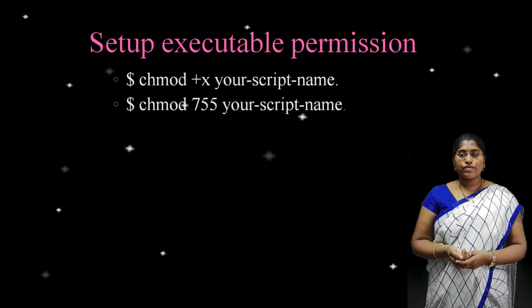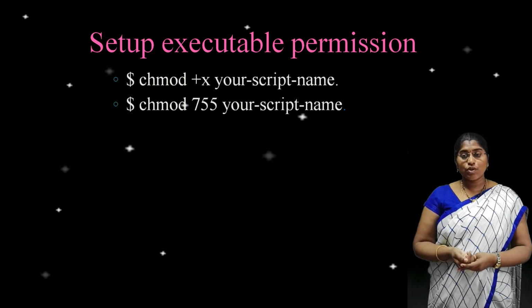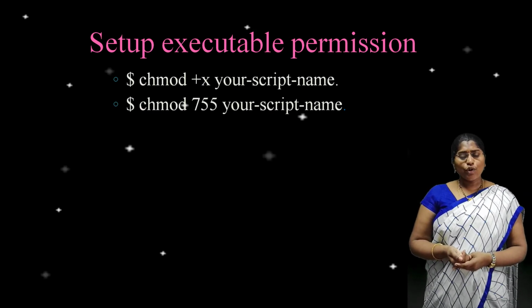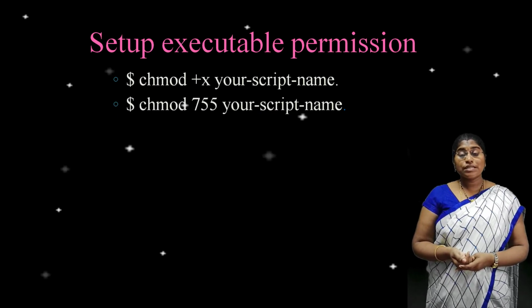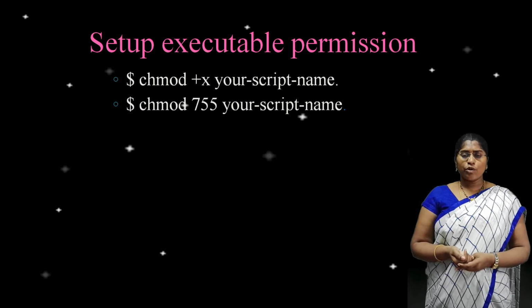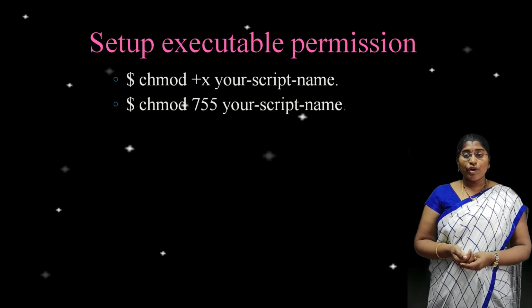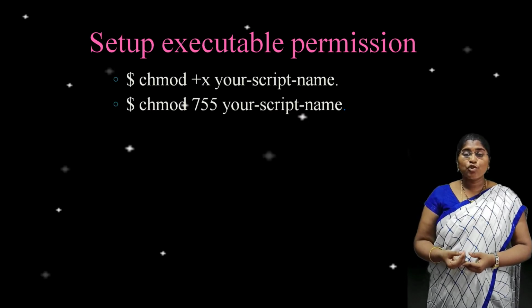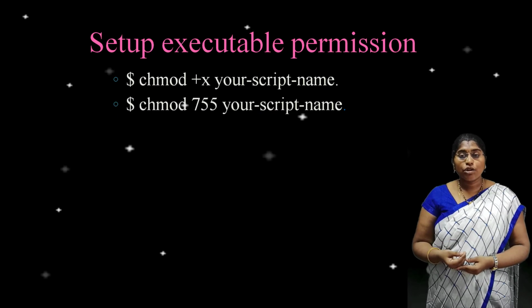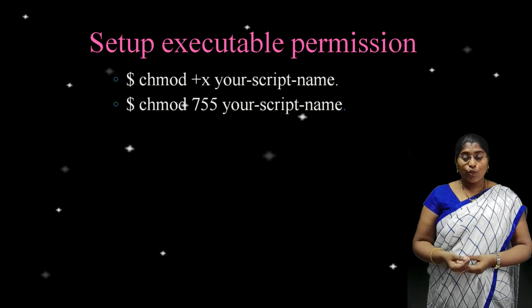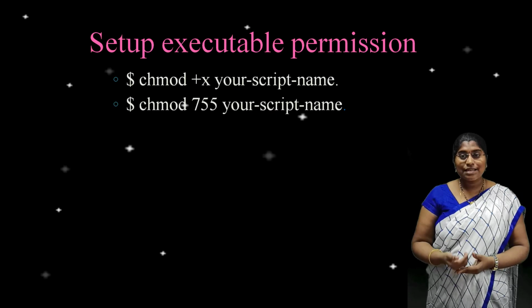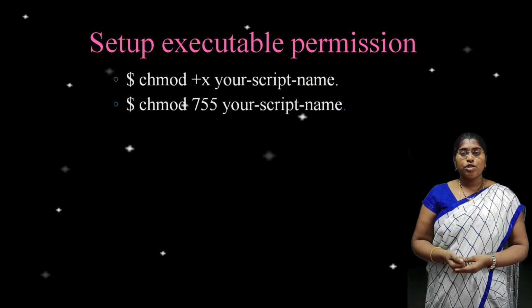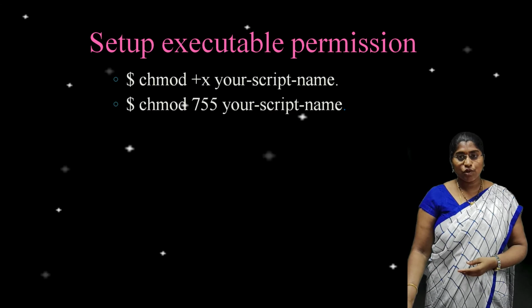So let's see the syntax of setting up executable permissions. $chmod space plus x, after that your script file name. Okay, so why do we use the chmod command? When you set file permissions, you use the chmod command. Why do we use plus x? What is the meaning of plus x? When you add permissions, you use the plus symbol. Here x refers to executable. Here you can add the executable permission to the script file. That's why you give $chmod space plus x space after the script file name. So this is the second step, set up the executable permissions.